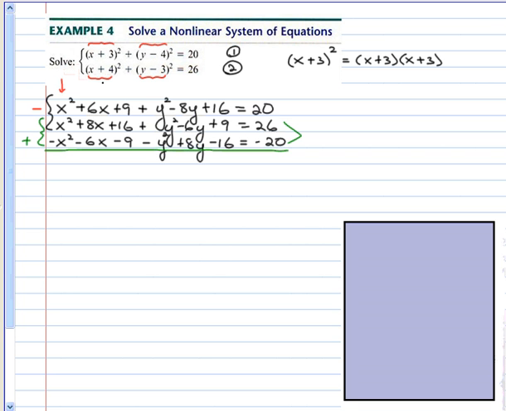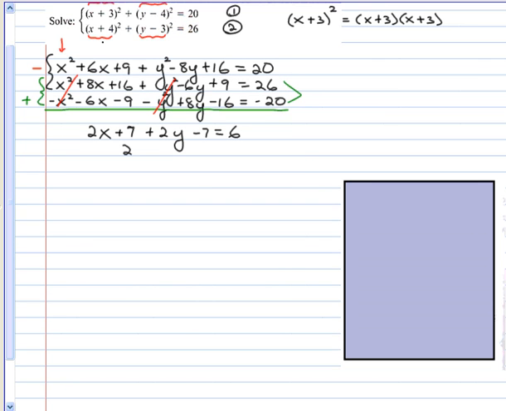8 minus 6 is 2x. 16 minus 9 is 7. A negative y squared and a positive y squared, they also were eliminated in this case. So negative 6 plus 8 is plus 2y, 9 minus 16 is negative 7, 26 minus 20 is a 6. So let's simplify this. 2x plus 2y, 7 minus 7, well those cancel, equals 6. We're down to this equation.